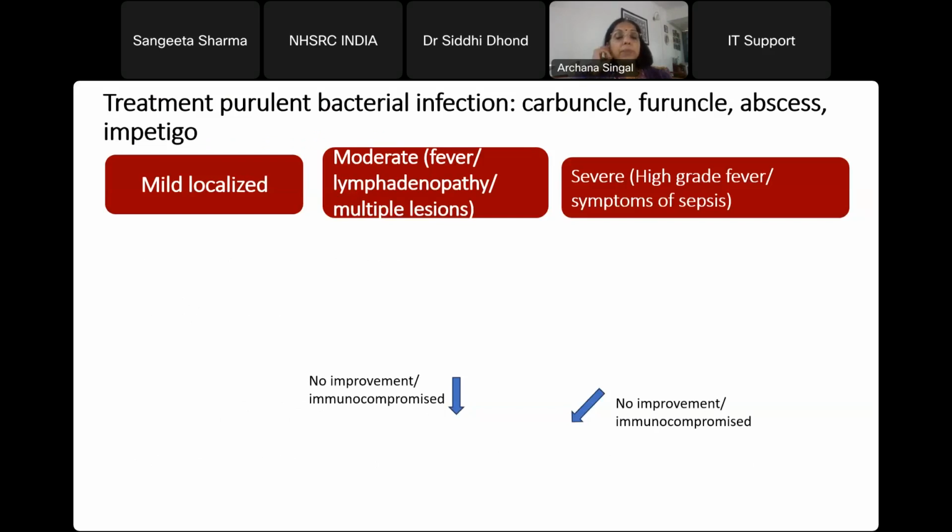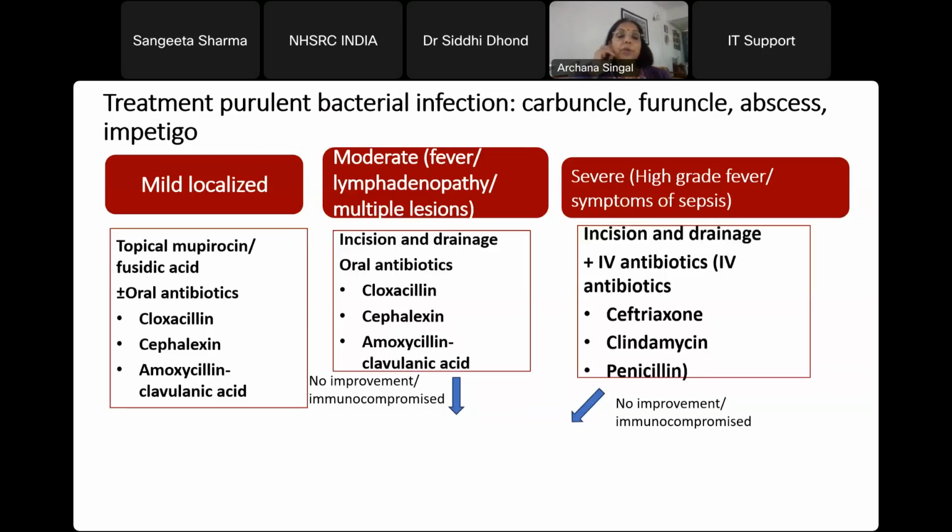So this is the chart, how do you go? If there is mild or localized infection, topical mupirocin and fusidic acid with or without antibiotic. And these are the antibiotics we prefer: amoxiclav, cephalexin, cloxacillin. If the patient has moderate fever, there is lymphadenopathy, multiple lesions and abscess, you do incision and drainage and always give oral antibiotic.